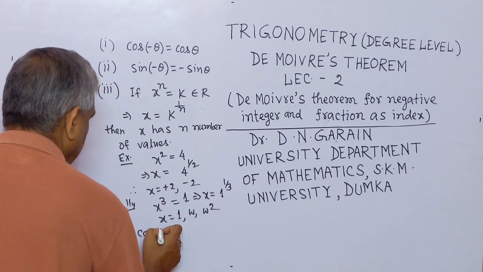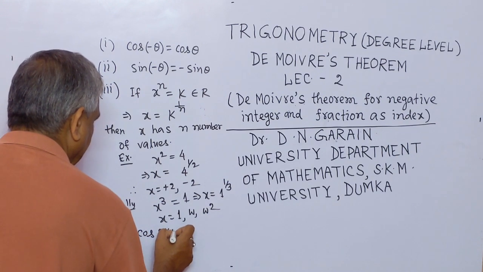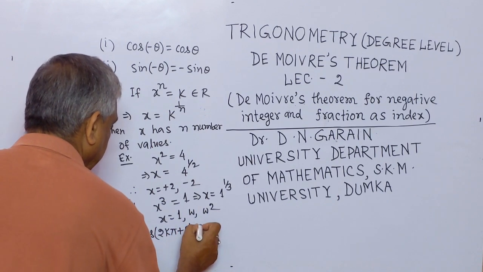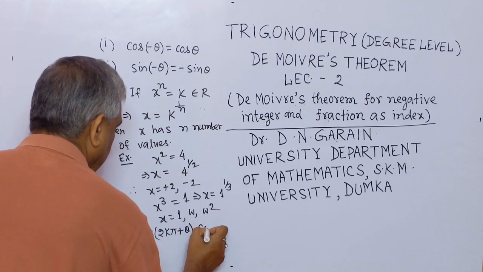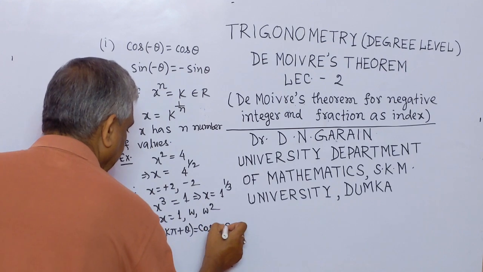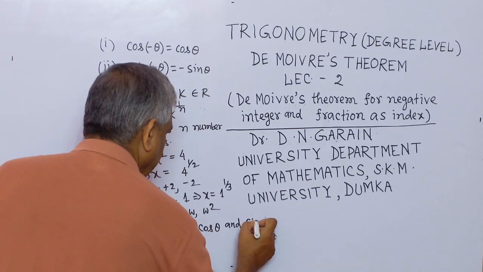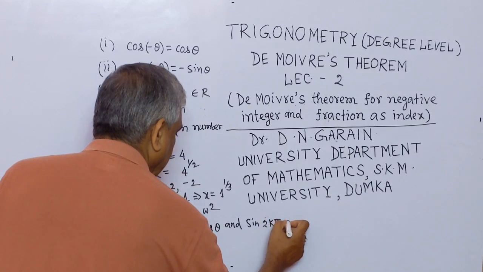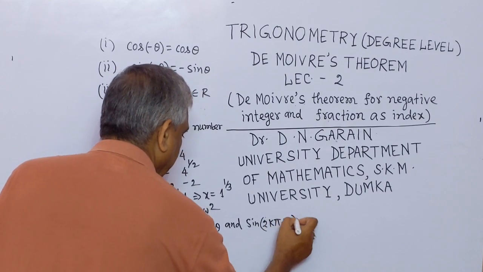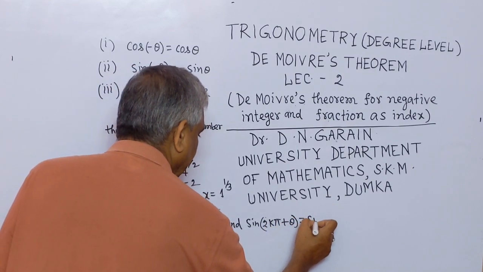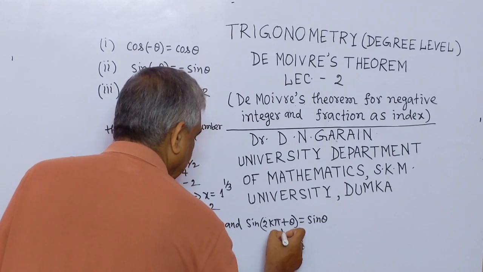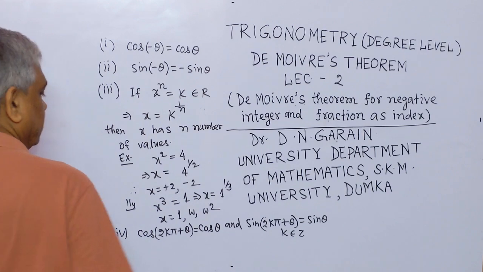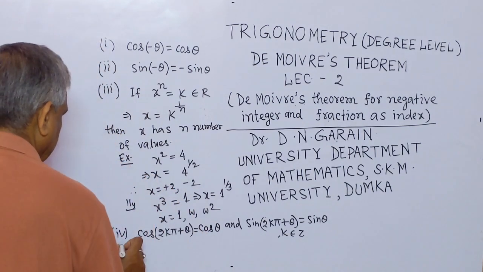Cos 2k pi plus theta equal to cos theta, and sin 2k pi plus theta equal to sin theta. k is an integer, Z be the set of integers. Number 5.